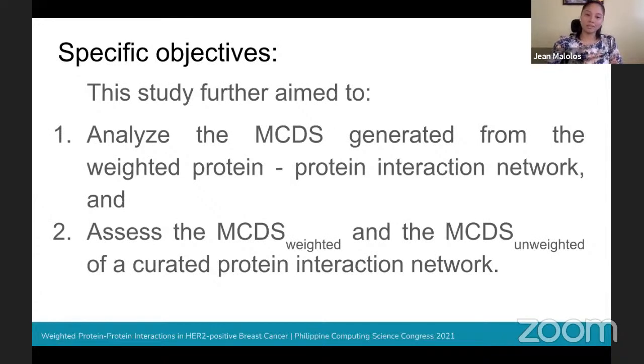We aim to analyze the minimum connected dominating set generated from the weighted protein interaction network, and assess the generated minimum connected dominating set in the weighted network against the minimum connected dominating set in the unweighted network.